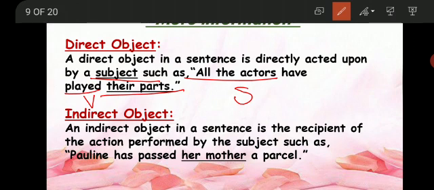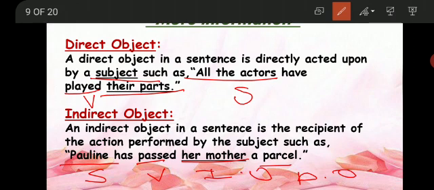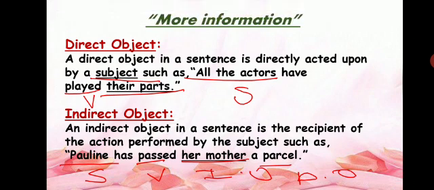Now the indirect object. An indirect object in a sentence is the recipient of the action performed by the subject, because they are not receiving the action directly from the subject. For example, Pauline has passed her mother a parcel. Passed is the verb, Pauline is the subject, parcel is the direct object, and her mother is the indirect object. So this is the difference between direct object and indirect object.